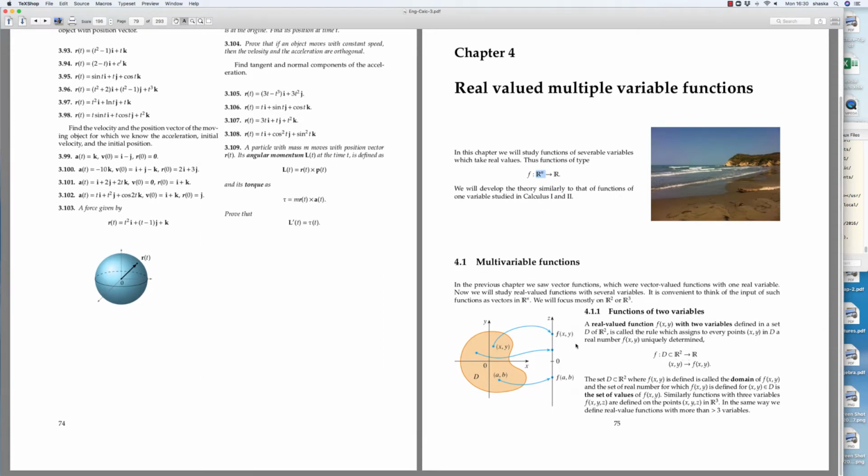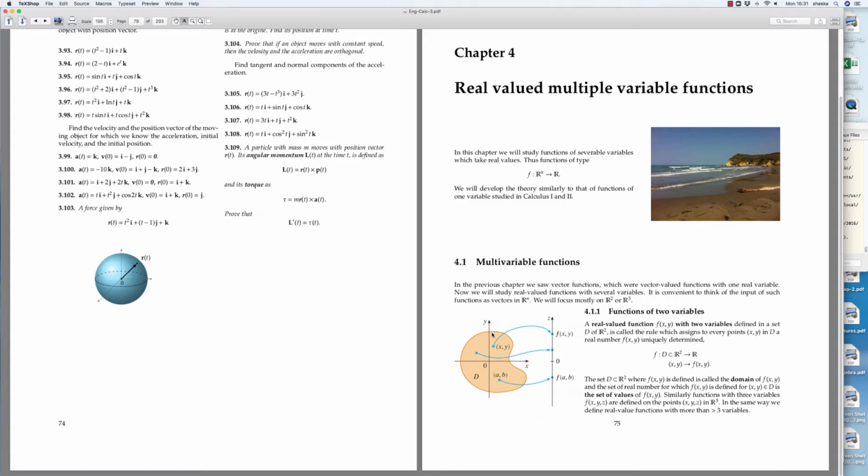So let's look first at a function with two variables, from R squared to R. The domain of it is some subset of R squared, let's say D for the domain. This is a rule going from any point (x, y) to some value. A visual representation: let's say this is the region D in the xy plane, and any point here will go to some value in R. So this is one way to think about it.